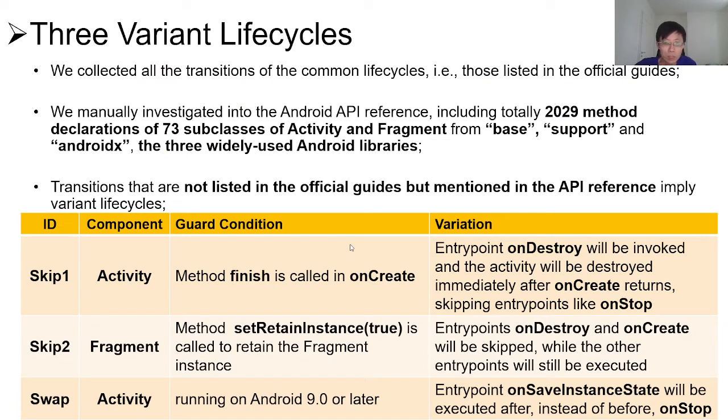First, we chose to look for variant life cycles from the Android API reference as it is well maintained, up to date, and supposed to contain all the necessary information. Eventually, we found three kinds of variant life cycles. We named them skip 1, skip 2, and swap.